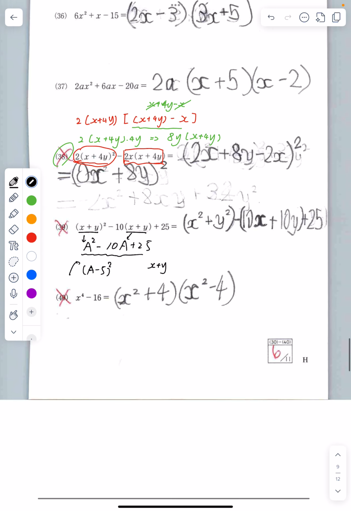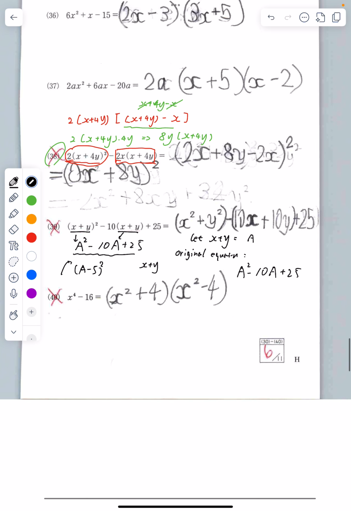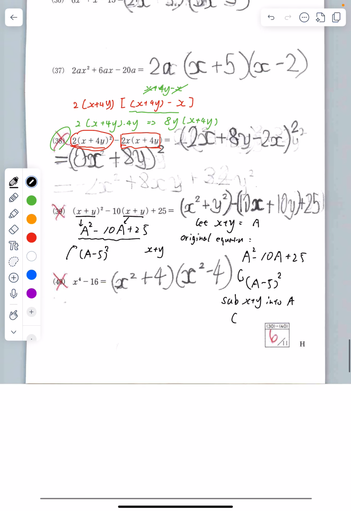So the proper way to do this question is that we can let x plus y be equal to a. So the original equation becomes a squared minus 10a plus 25. Once that's done, I can factorize this. When I factorize this, this becomes a minus 5 to the power of 2. Then the last step is to sub x plus y into a again. So then it will be x plus y minus 5 to the power of 2. That will be the final answer for question number 39.